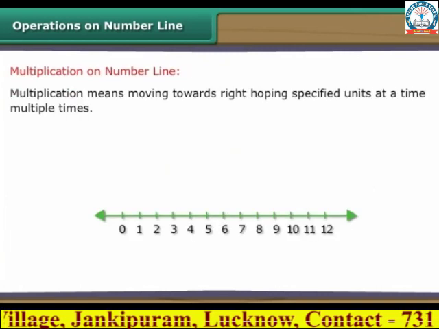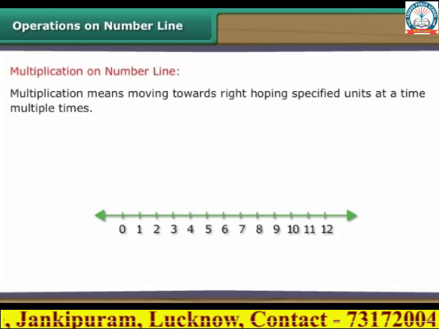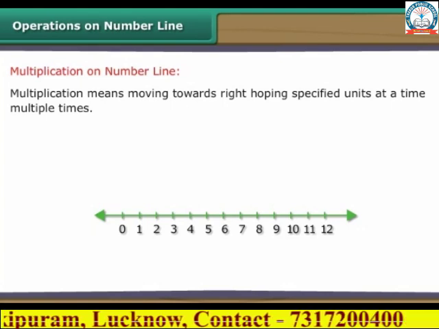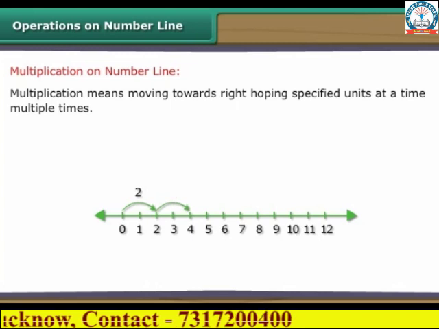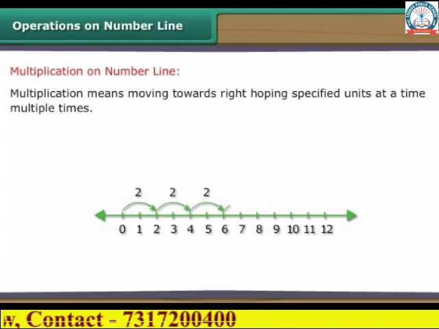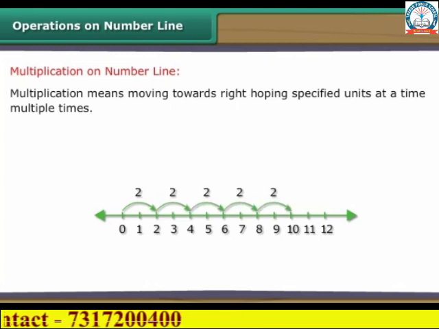Multiplication means moving towards the right, hopping specified units at a time, multiple times. For example, 2 into 5. Start from 0, move 2 units at a time to the right, make such 5 moves. You will reach 10. So we say 2 into 5 is equal to 10.